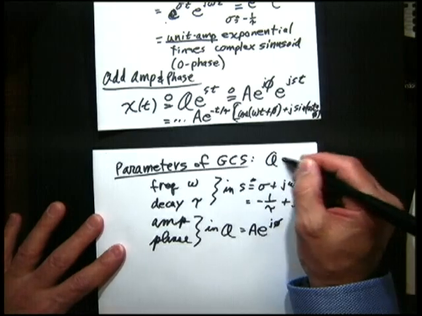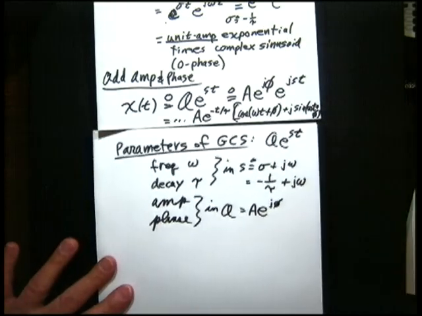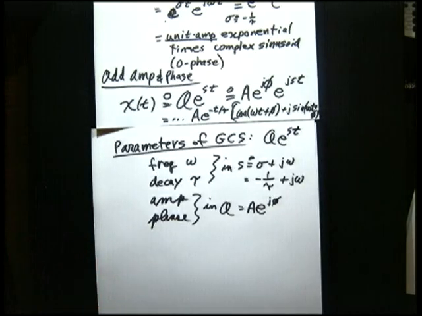And just to go ahead and write it up here. So this is the compact representation. It's an exponentially decaying or exponentially growing complex sinusoid parameterized by S in the S-plane, which has a decay rate and a frequency built into it, and another point, which is the complex amplitude in the usual way.